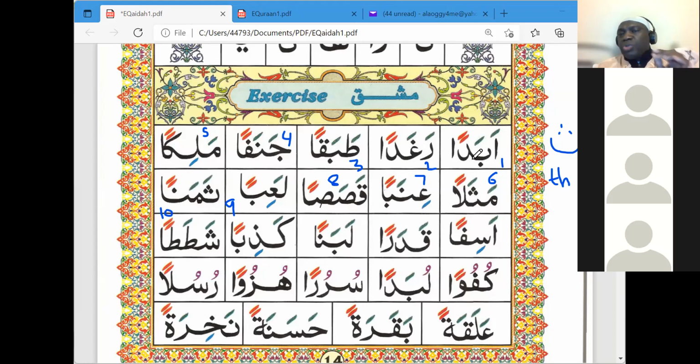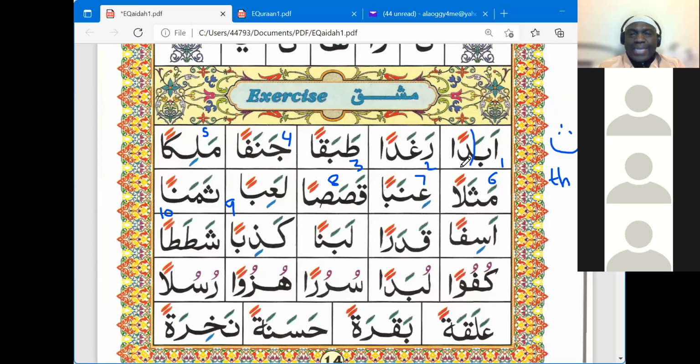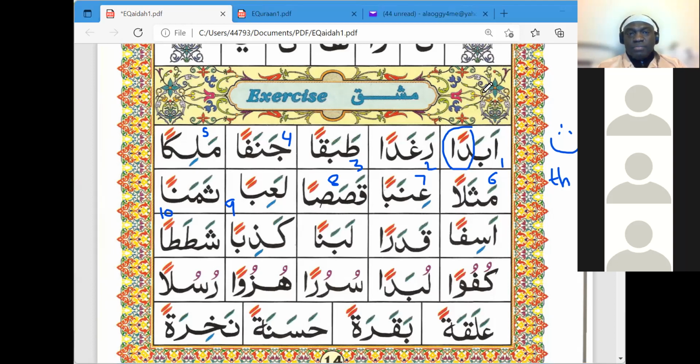Yes, sir. But I want us to know the sound abadan, rogadan. But when you are reading Quran, you see this one at the end of ayah. Don't say abadan. We have to say abada, because the rule says at the end of a verse, if you see Fatiha, you have to change it to what? Fataha. We change it to only one Fataha.